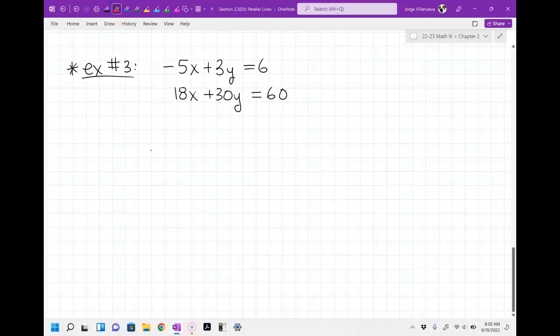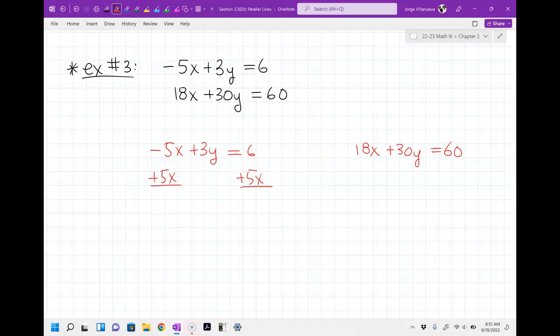So here we go. Let's start off with negative 5x plus 3y equals 6. And I'm going to put 18x plus 30y equals 60. So we'll start with the left side first. What do I move first if I'm trying to solve for y? The x term, right? Negative 5x, I'm going to add it to both sides, plus 5x. So I get 3y equal to 5x plus 6.